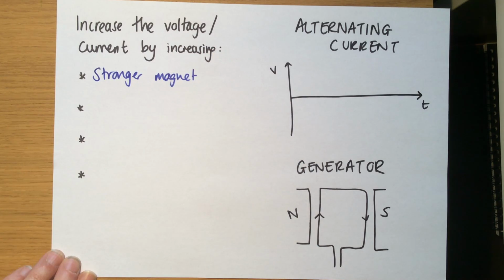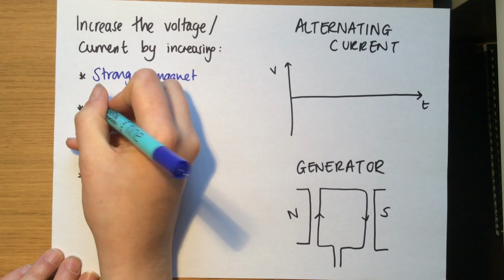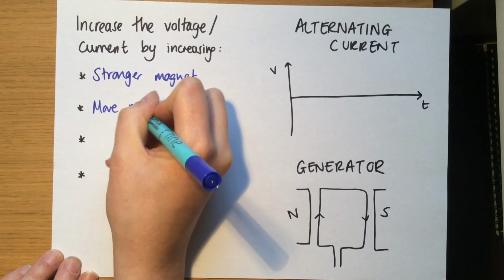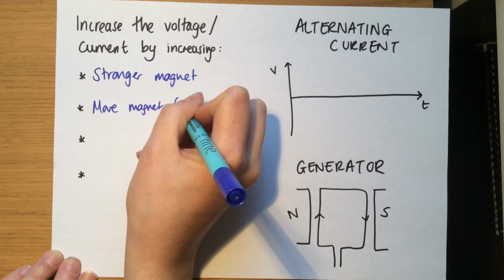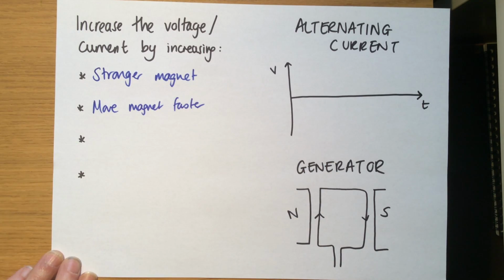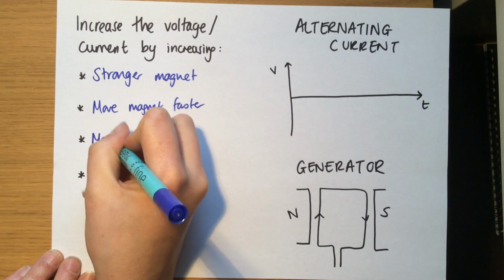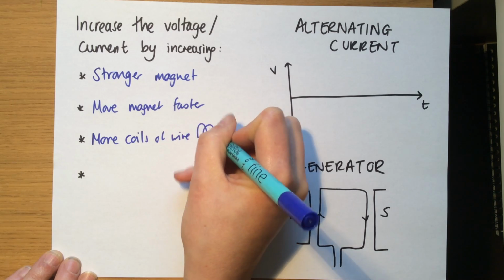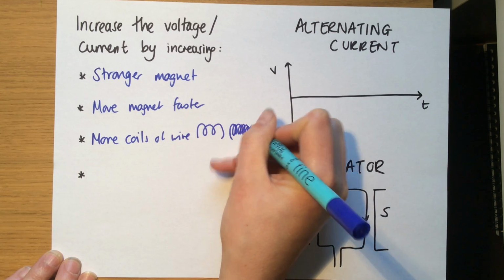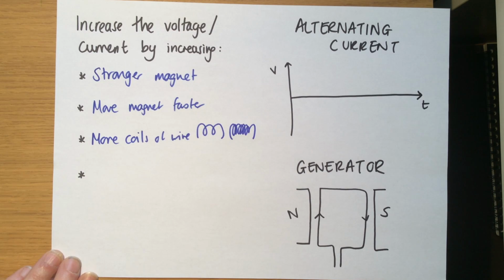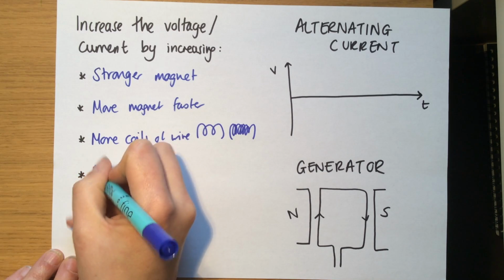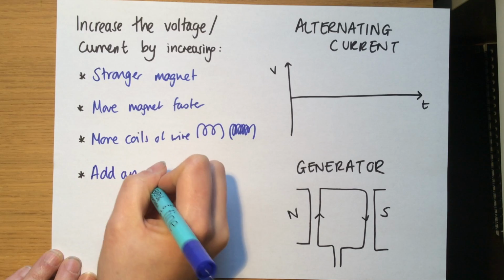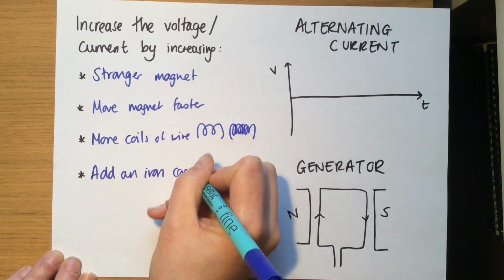If I use a stronger magnet, the magnetic field's bigger, it makes the current bigger. I can move the magnet faster. I can move it in and out of the coil of wire faster than it was before. I can use more coils of wire. So instead of having this, I could have this. That increases the current. Or I can add an iron core to the coil of wire.